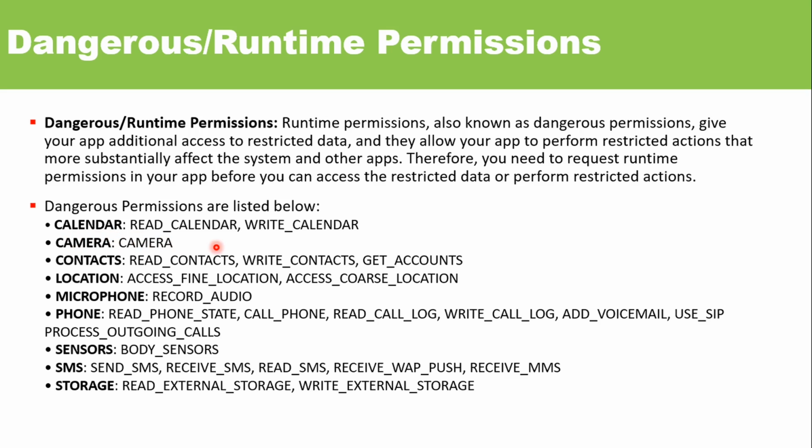Say you have calendar, you can read calendar and write calendar. These are the permissions, okay? And granting access to these permissions can eventually lead to reading the calendar of the user, right? You can also access camera. Then you have contacts, which is read contacts, write contacts, get contacts. For location, you can access the fine location or the coarse location, right? And for microphone, you can record audio, and the list goes on.